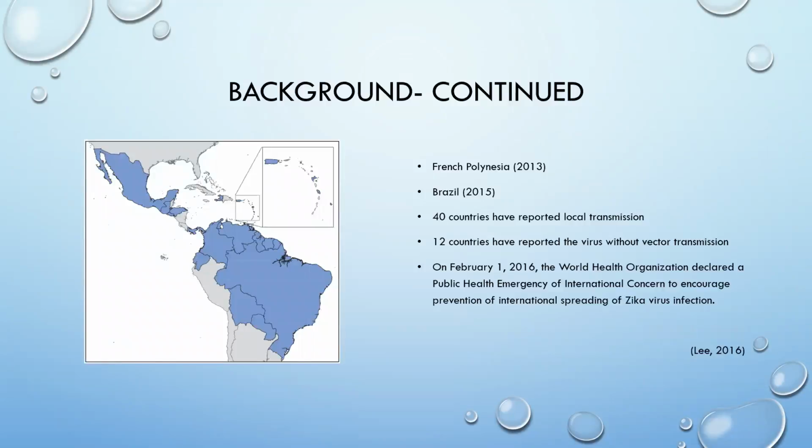Although the virus is mild in nature, newly reported locally transmitted cases in French Polynesia in 2013 and Brazil in 2015 resulted in a cluster of persons diagnosed with Guillain-Barré syndrome, or GBS, and newborns born with microcephaly, generating national concern. To date, 40 countries have reported local transmission of the Zika virus, while 12 others have reported the virus without vector transmission. GBS, or Guillain-Barré syndrome, is an uncommon disorder of the nervous system in which a person's own immune system damages the nerve cells, while microcephaly is a neurological disorder in which the occipital frontal circumference of the head is smaller than that of other infants of the same age, race, and sex.